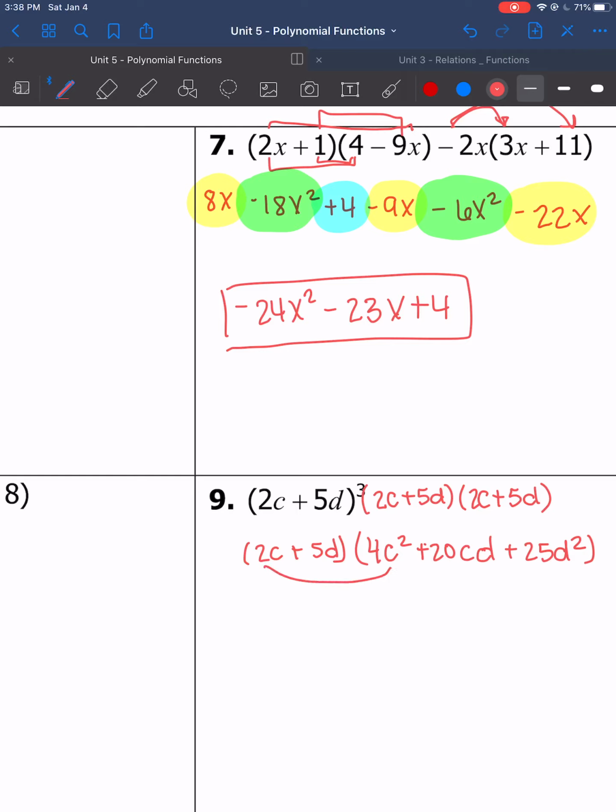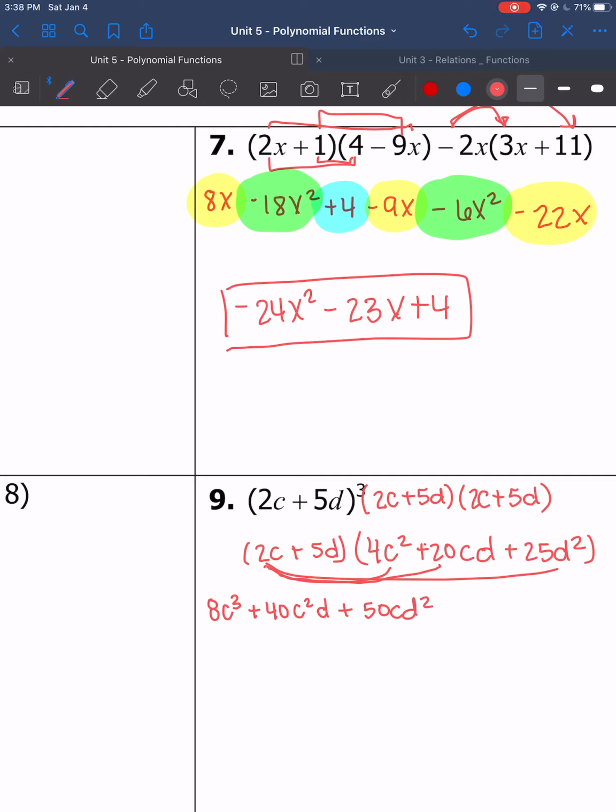So 2c times 4c squared gives me 8c cubed. And when I do this, I'll do all the 2c's first. So 2c times 20cd gives me 40c squared d. 2c times 25d squared gives me 50c d squared. So that's the first part.